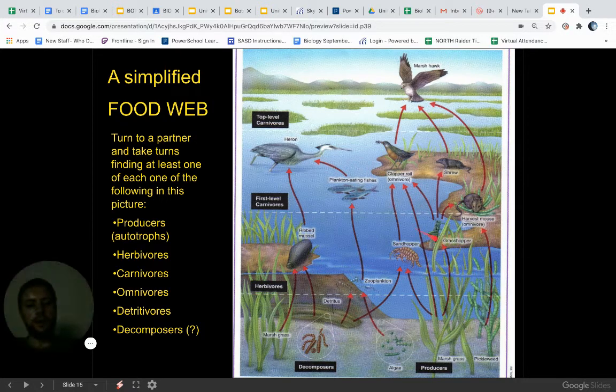Then the grasshopper eats the marsh grass. It's an herbivore. The harvest mouse would be an omnivore because it not only eats the pickleweed, but it also eats the grasshopper. So it can eat plants or animals. It can eat producers or consumers. Then our carnivores would be like the heron, the great blue heron.